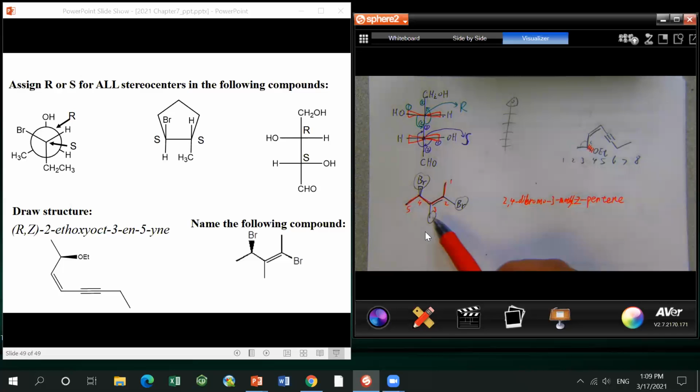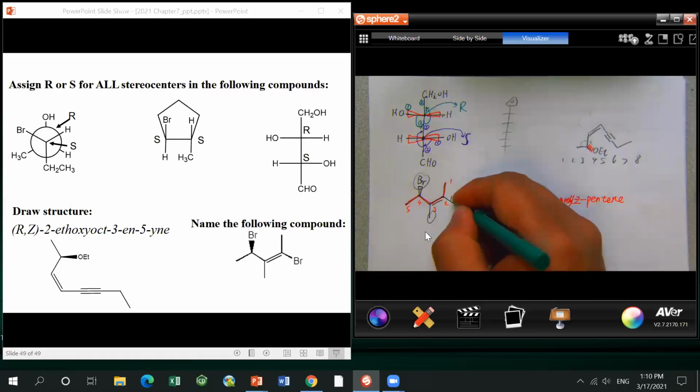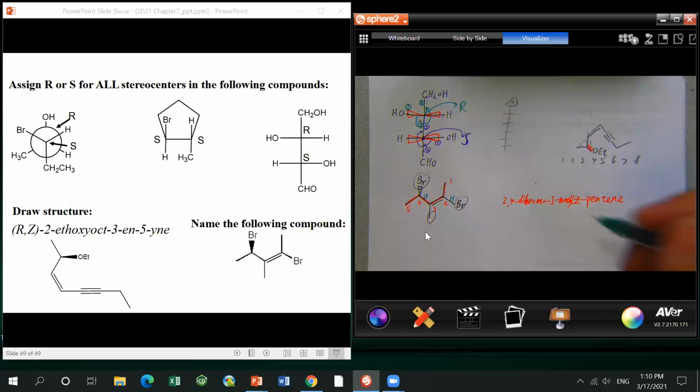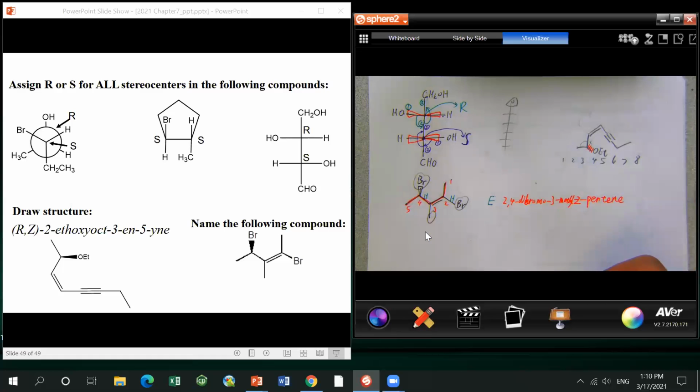So we have a double bond and also the stereocenter in the molecule, so we have to assign R/S. For the double bond, the high priority groups are here and here, on opposite sides of the bond. So that means for the double bond we need to give E.